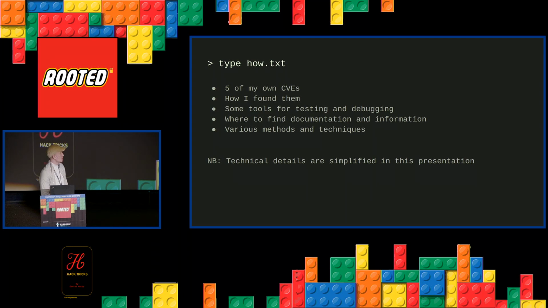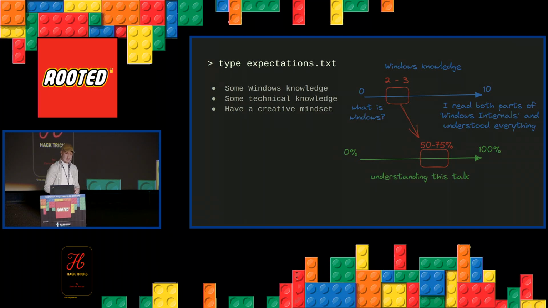We will do it by looking at 5 of my own CVEs, and we will look at how I found them, some of the tools I used for testing and debugging, and how I found the documentation and information needed. And of course, you will see some different methods and techniques. But I want to let you know that the technical details of the vulnerabilities have been simplified a bit, because that is not the essence of this talk. The essence is to find some methodologies on how to proceed.